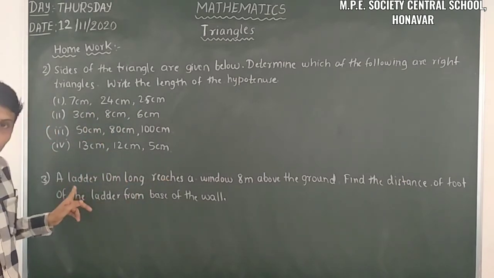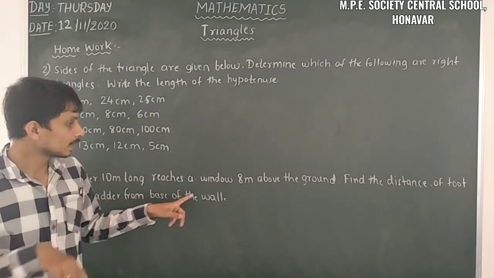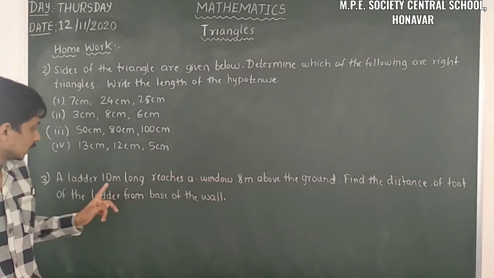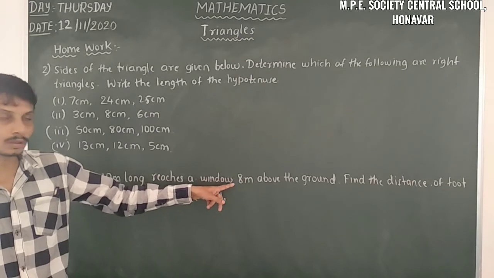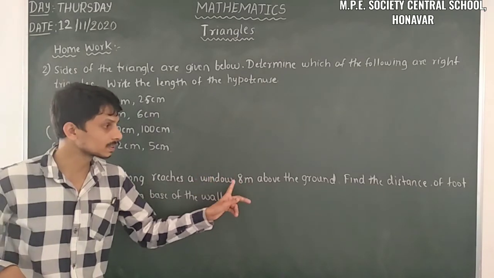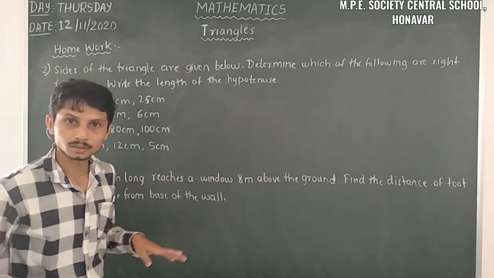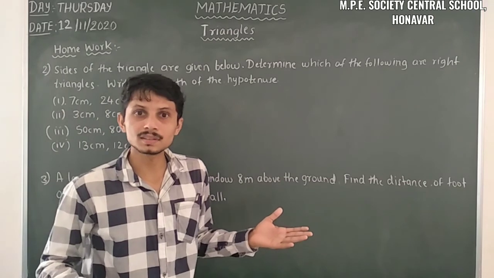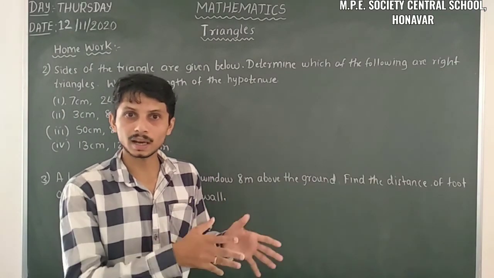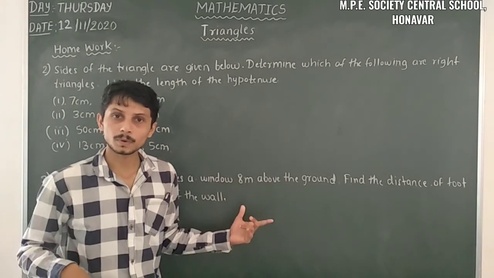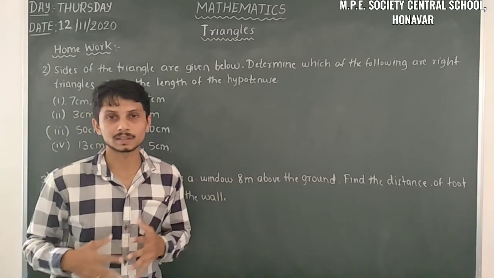The second last problem is: a ladder 10 meters long reaches a window 8 meters above the ground. So the ladder length is given, and the distance between the window and the ground is given. We have to find the distance between the foot of the ladder and the base of the wall. This is very similar to the question we discussed in the last problem, which we already solved. So try to solve this problem also.